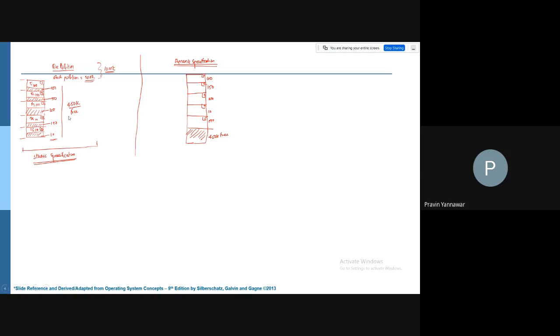Say if you look at the deallocation mechanism, just assume that this 100 and 150 get deallocated. So what is going to happen here in case of a static specification? If these two are deallocated, T1 gets deallocated, T2 gets deallocated. So what is going to happen? The state is going to be like this. This is going to be 200k free, and this is going to be again 200k free.